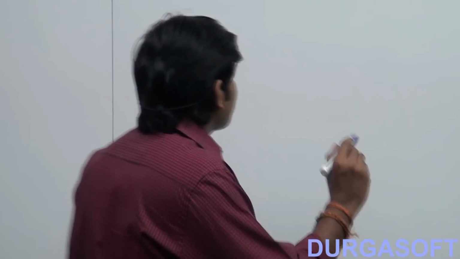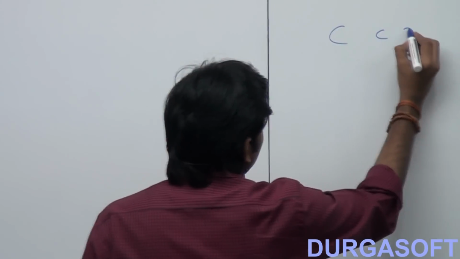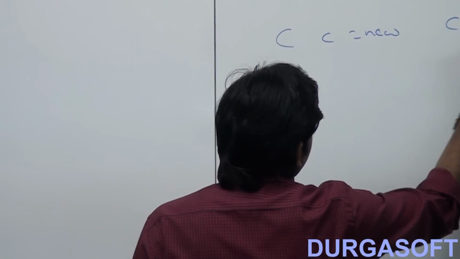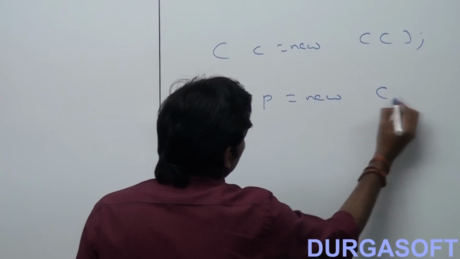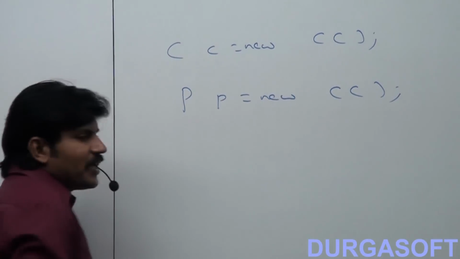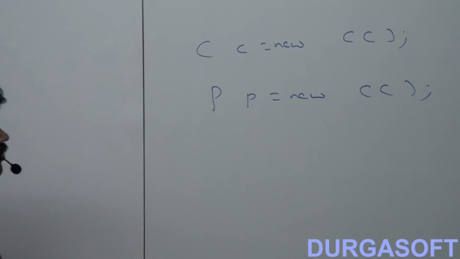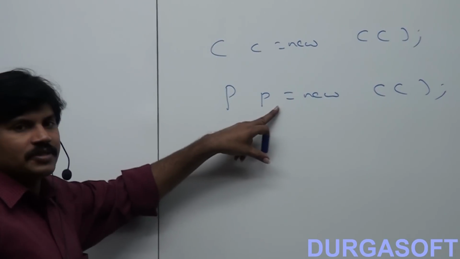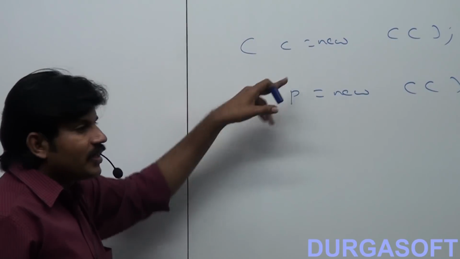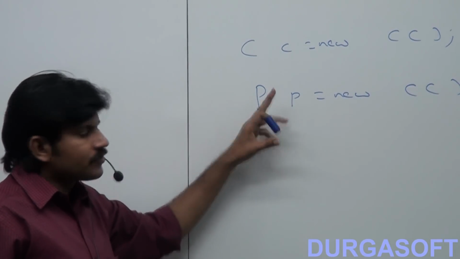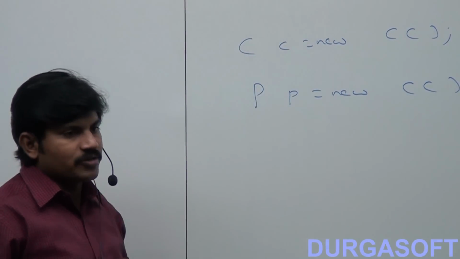Okay, what is the difference between Child C is equal to new Child, and Parent P is equal to new Child? There may be a chance to ask, what is the difference between these two things? What is the advantage of this approach? What is the disadvantage of this approach? The same thing is applicable for here also.